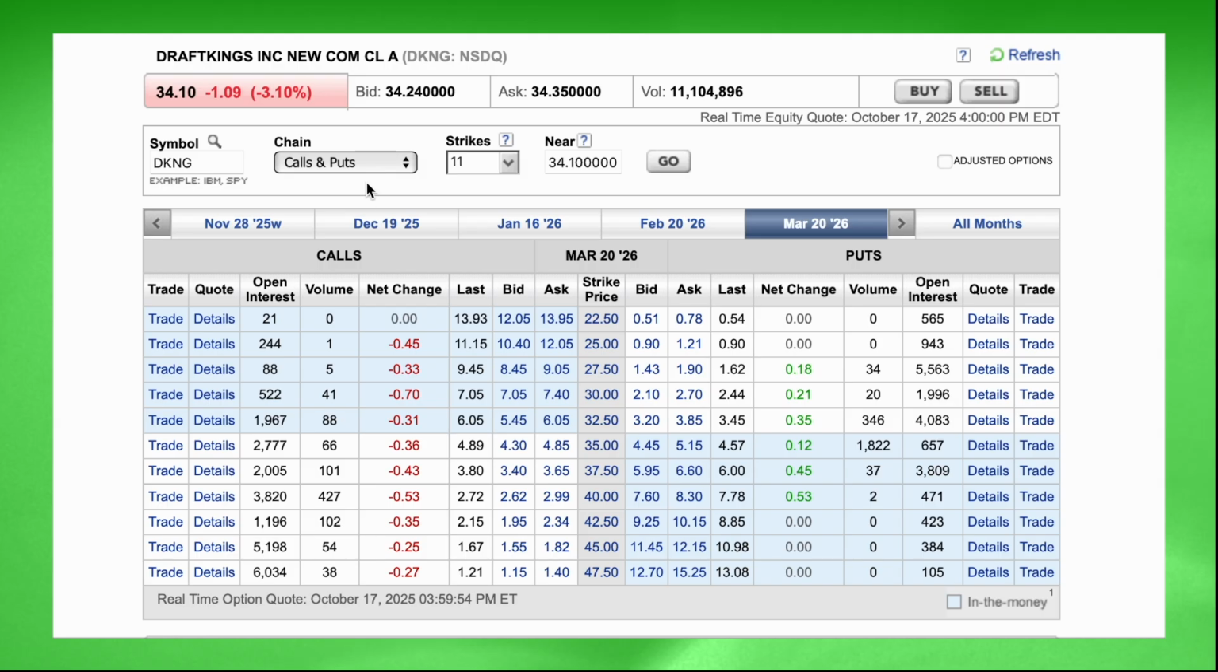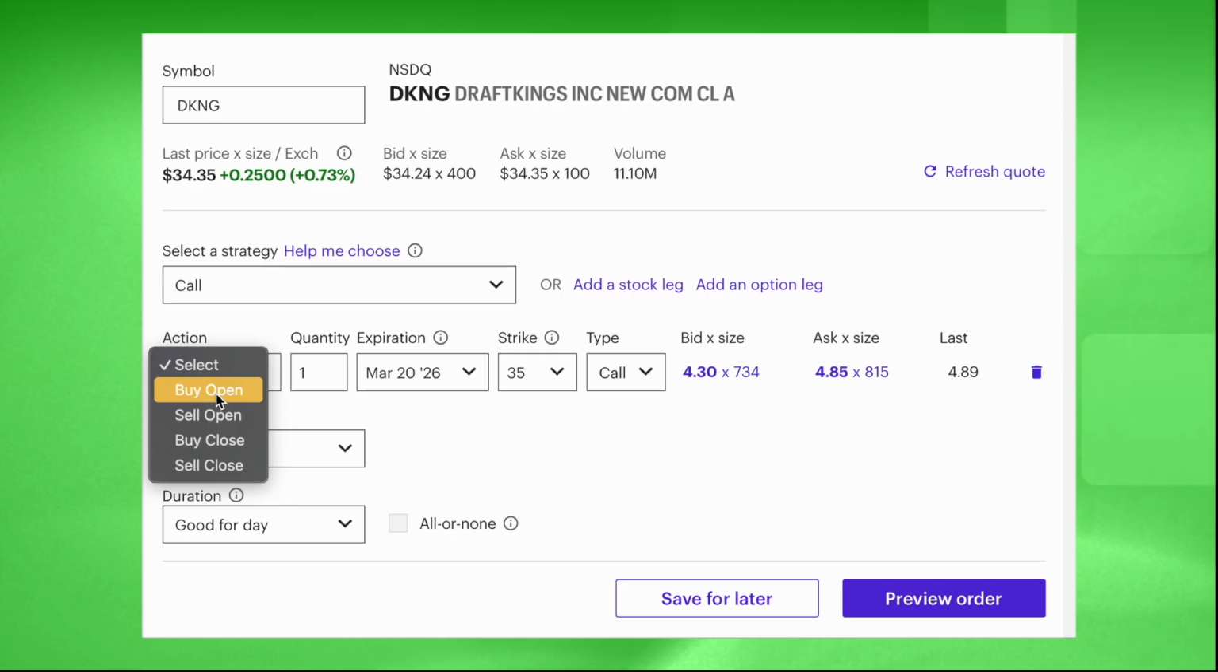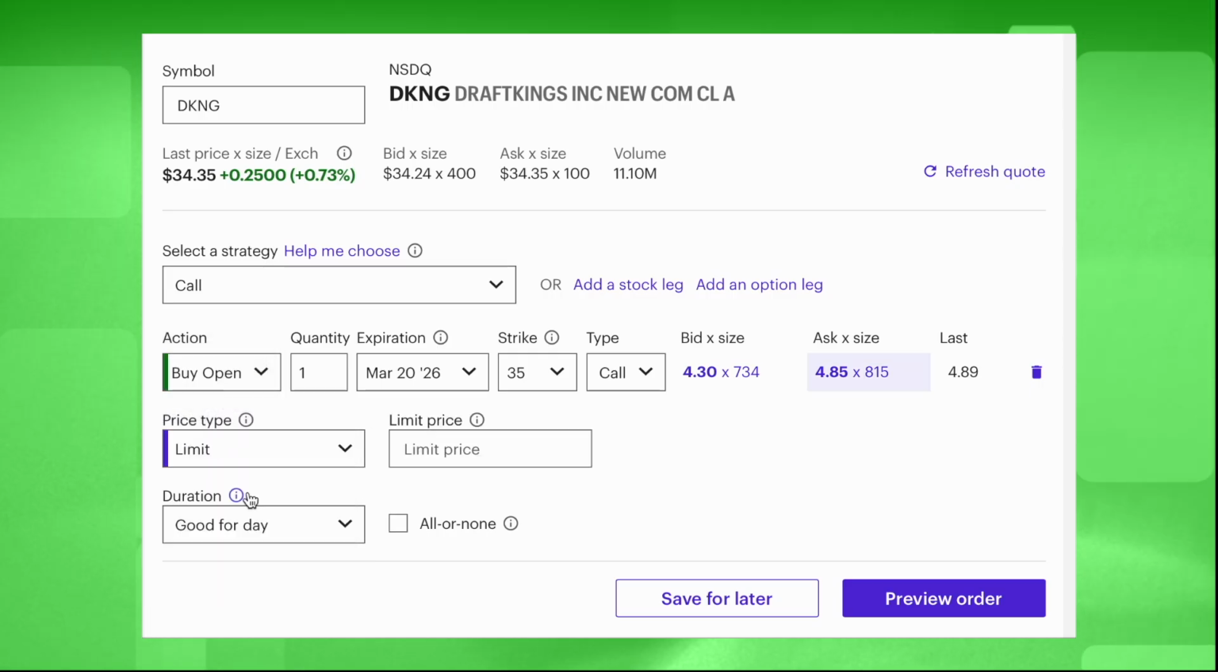And because I think the stock is going up, I would choose a call, and I would choose the $35 strike price, the $37.50, the $40, or the $42.50. Okay, so let's choose the $35. Okay, so it takes us to this screen, and once again, our strategy is a call because we think the stock is going up. The action is buy open. It's a limit order because we want to select the limit price. And in this case, the last price was $4.89.